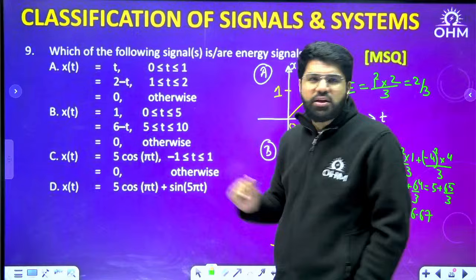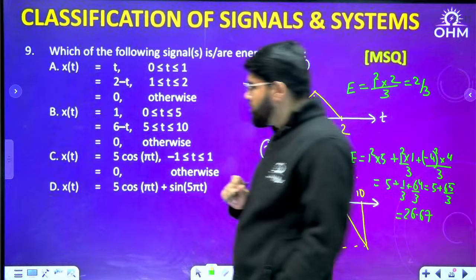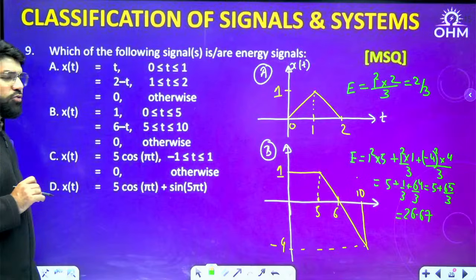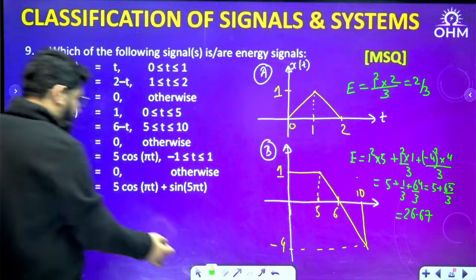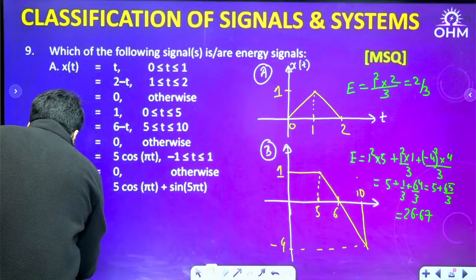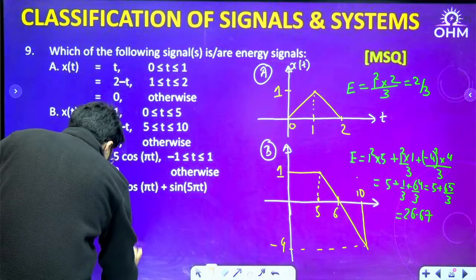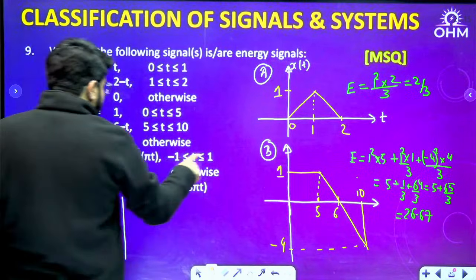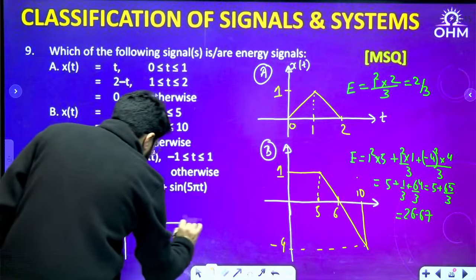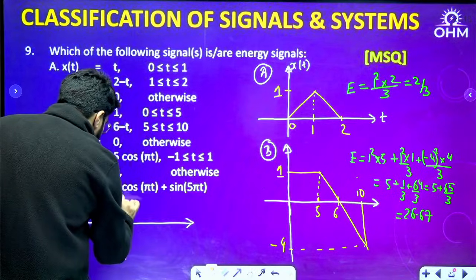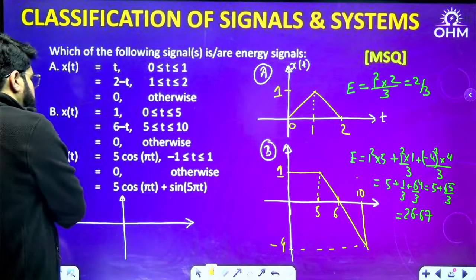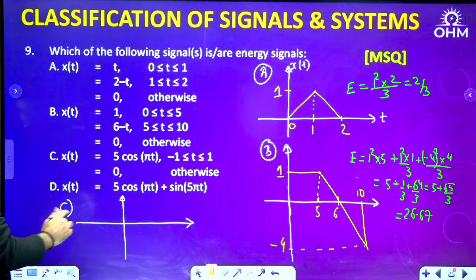Okay, then option number C. Let us talk about option number C. 5 cos pi t. Okay, x(t) is 5 cos pi t, from -1 to 1. Let me draw the option number C here. At t equal to 1, this way. Entire one period of cosine waveform is given.